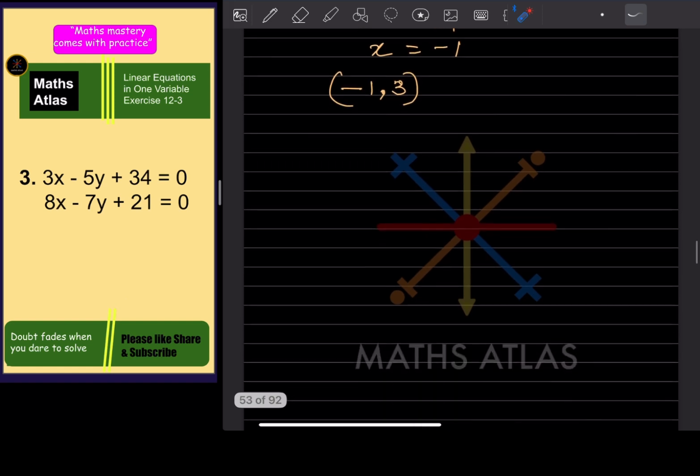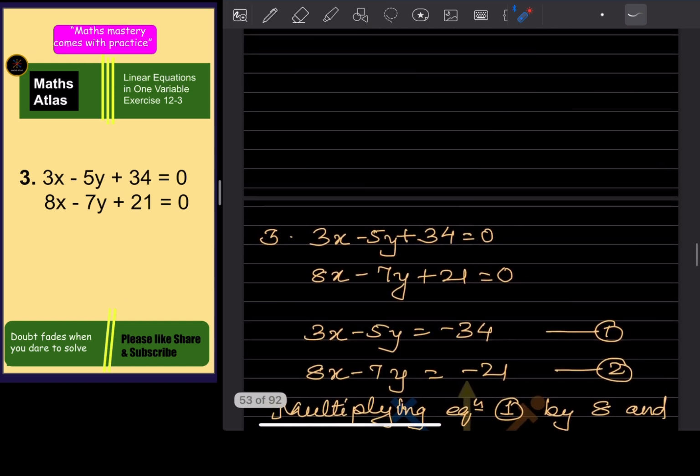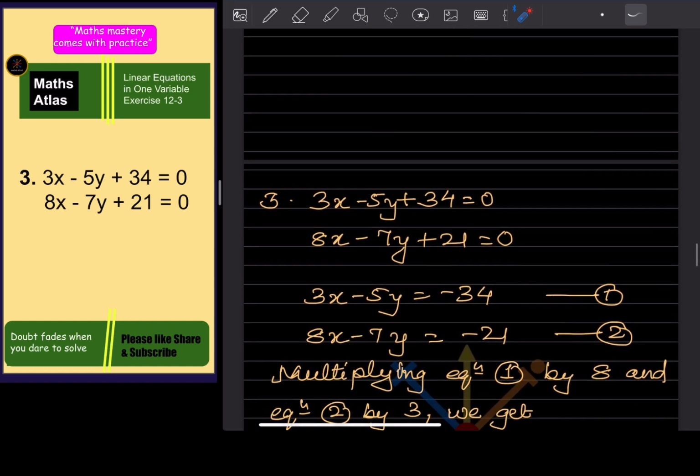Now you can have a look at this equation. There is a slight difference between these: this is 3x minus 5y plus 34 is equal to 0 and 8x minus 7y plus 21 is equal to 0. So you can say this is constant because it is without a variable. So now let us take this.